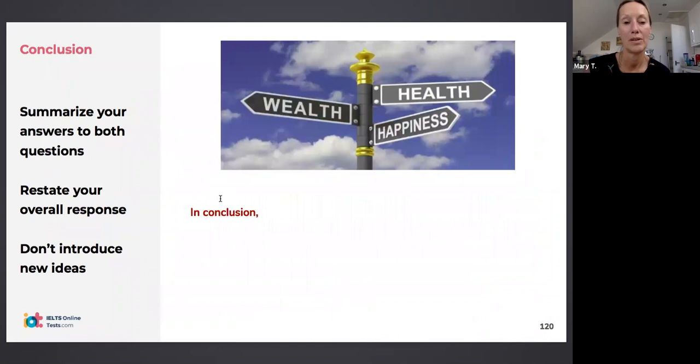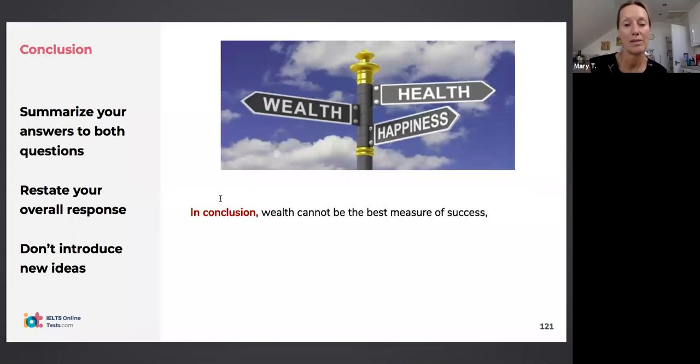Okay, and then the conclusion. You need to start with a phrase like in conclusion. Can you think of any other phrases you could start with? To sum up, good. How about in the end? To sum up, I would probably use, or to conclude, Caroline. Yes, to summarize. Overall, you could say that. Yes. In a nutshell, it's a little bit informal.